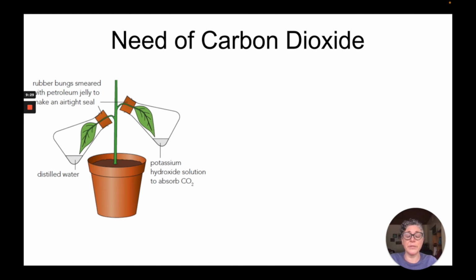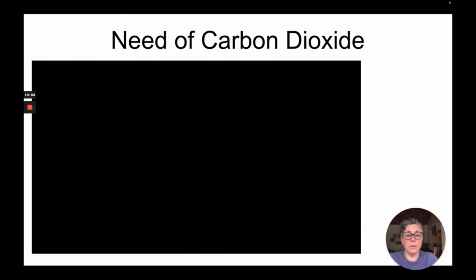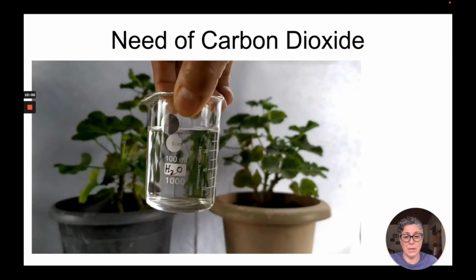In this case, we're going to use a solution of potassium hydroxide, and what that does is absorb carbon dioxide. In order to make this a fair experiment, in the other leaf, we'll put some distilled water just so that there is a solution of liquid there, and then we're going to make those 2 areas as airtight as possible. So you can do it the way that it's depicted in this diagram, or you can do it in the way that is seen in this particular video.